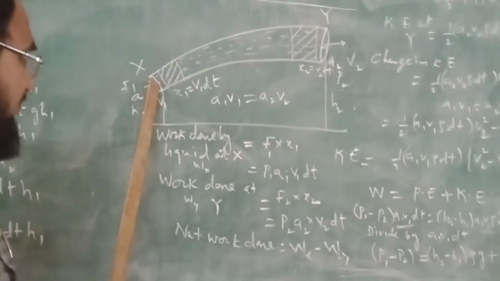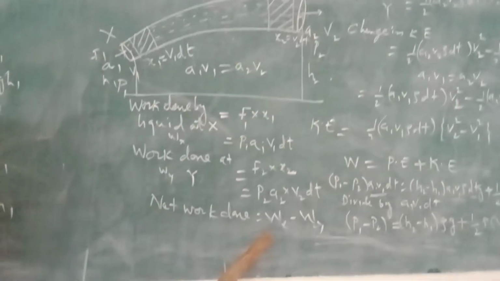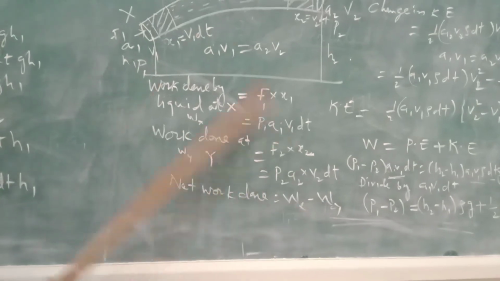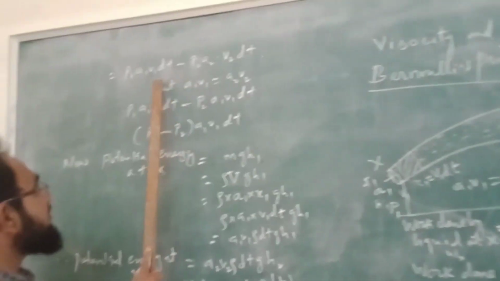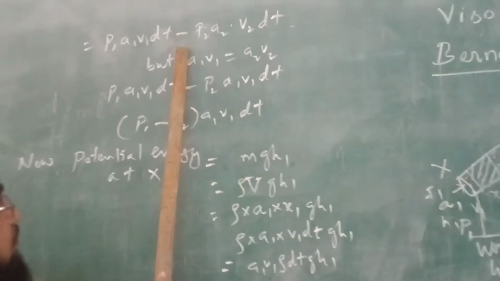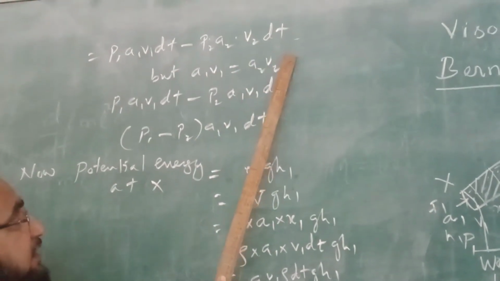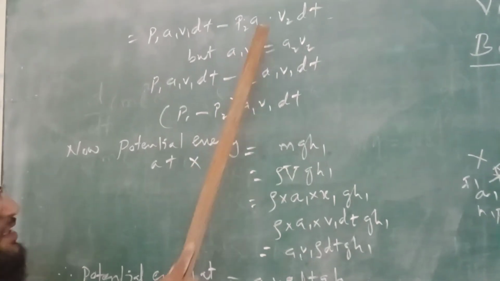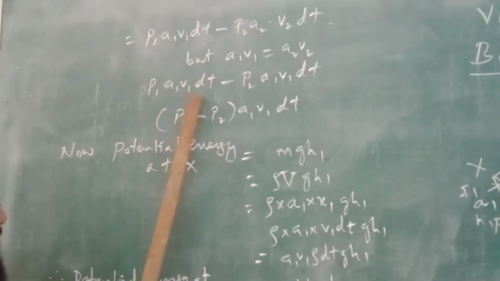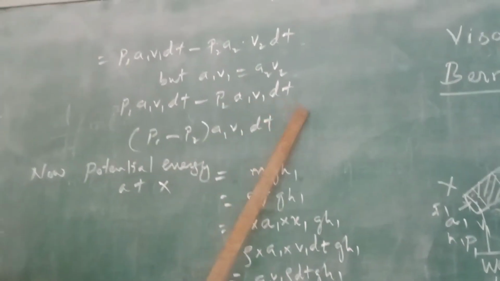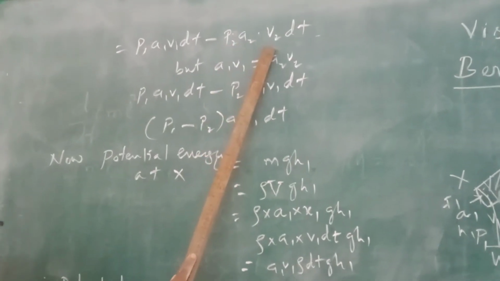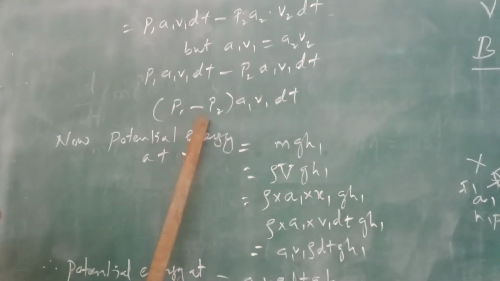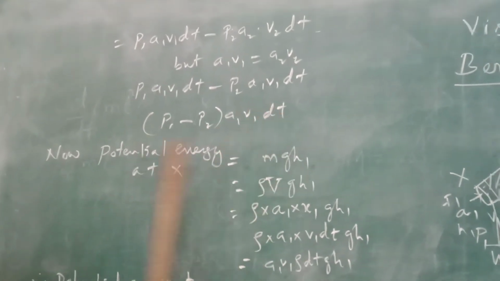The net work done from X to Y, that is Wx minus Wy, I will substitute here the values of X and Y. So you will get here P1 A1 V1 dt minus P2 A2 V2 dt. Now A2 V2 can be replaced by A1 V1 in this equation. So P1 A1 V1 dt minus P2 A1 V1 dt. I am replacing this A2 V2 by A1 V1. A1 V1 dt is common. So it is P1 minus P2 into A1 V1 dt.